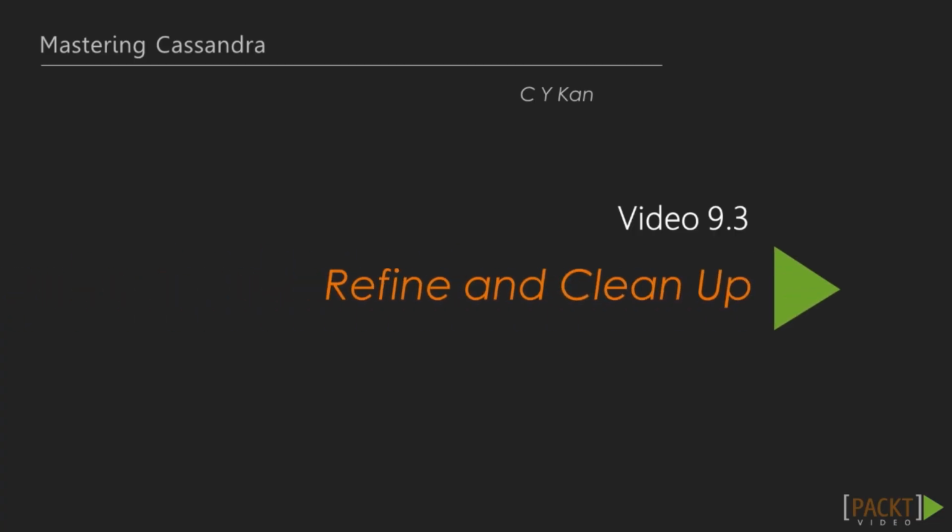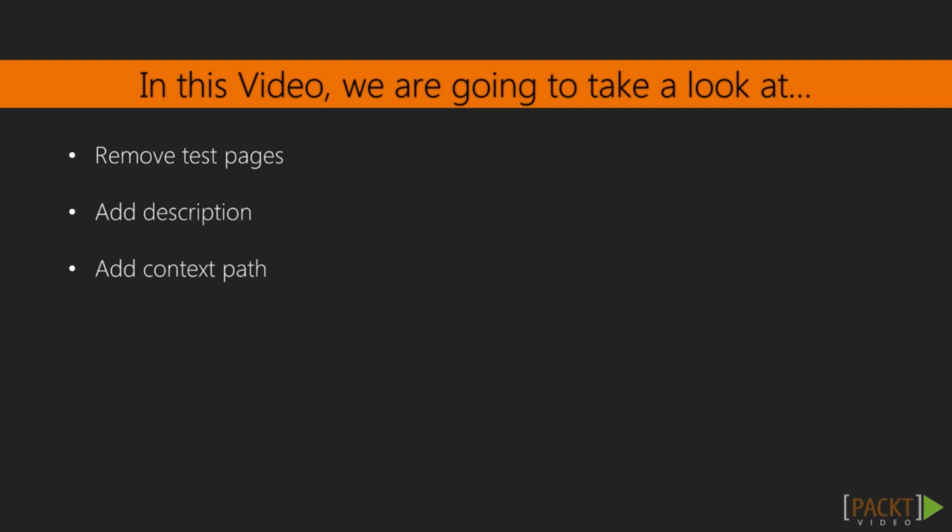Welcome to the third video of this section, Refine and Clean Up. Previously, we added a forgot password function. In this video, we'll remove and clean up some test classes and pages that we created for prototyping purposes. We'll also add in meaningful description on the web pages. And finally, we'll change the URLs of the function to be context path sensitive.